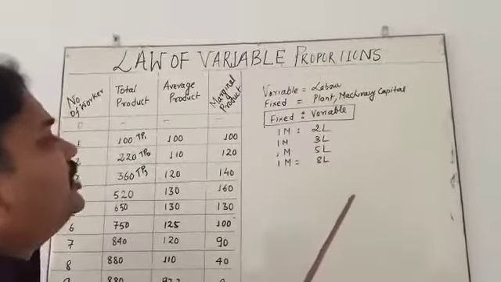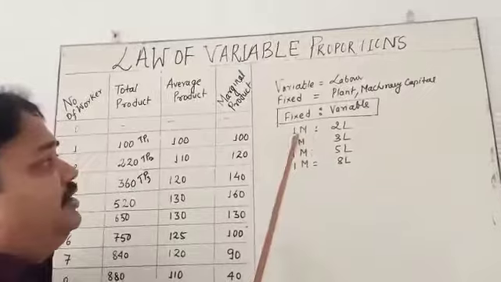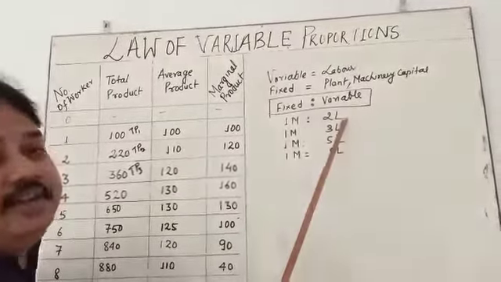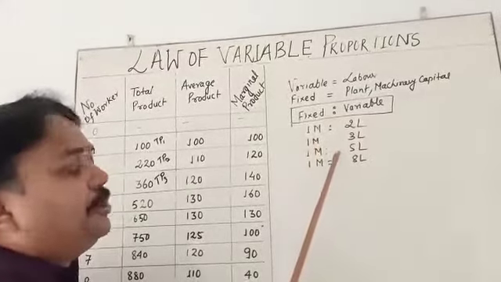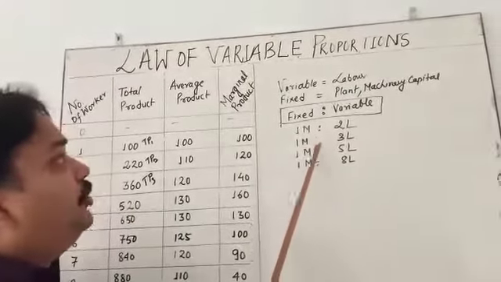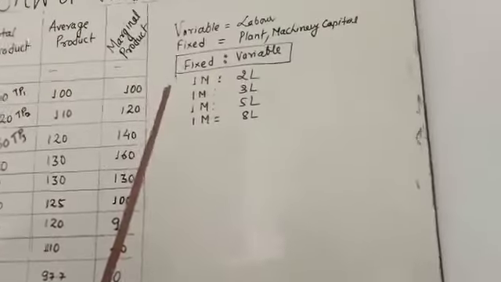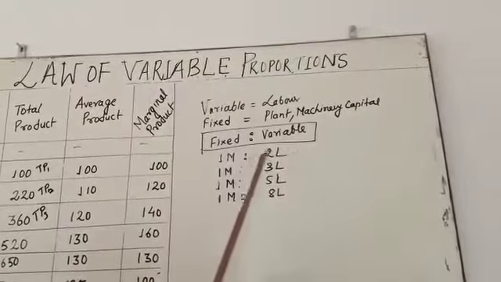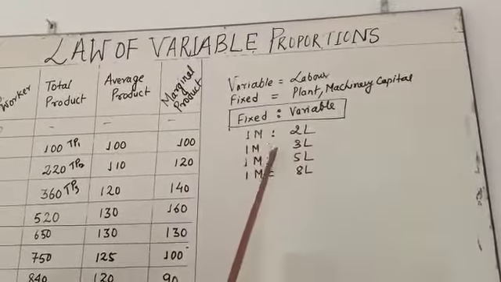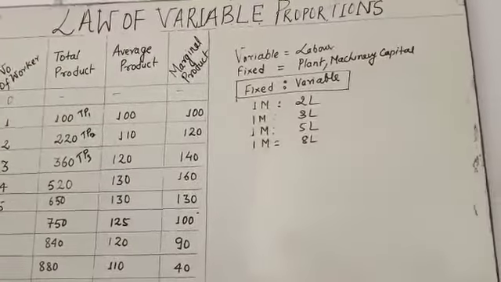Okay, proportion means here make the proportion of fixed and variable factor. Fixed factor is machine and variable factor is labor. So the proportion of machine and labor is going to be made here for producing a product. Okay, it is called law of variable proportion. Law means rule, variable proportion. What is the variable here? 1:2, 1:3, 1:5, 1:8.